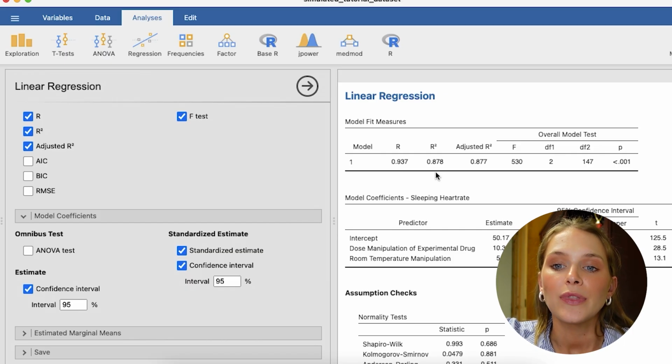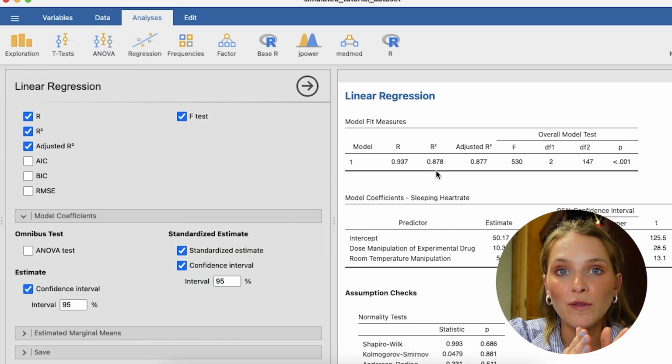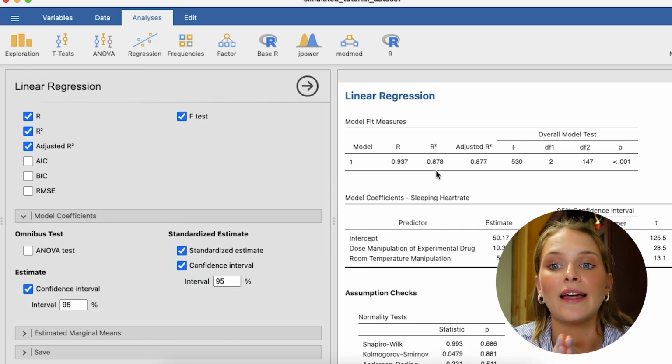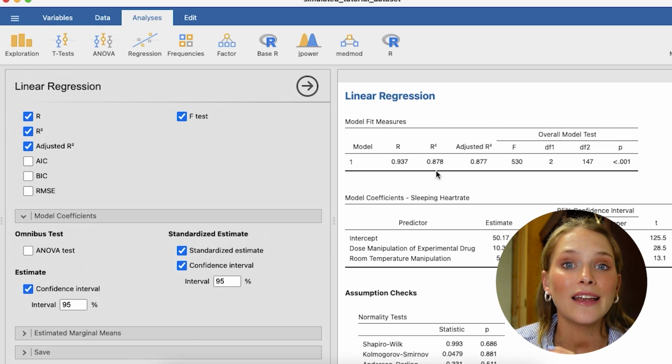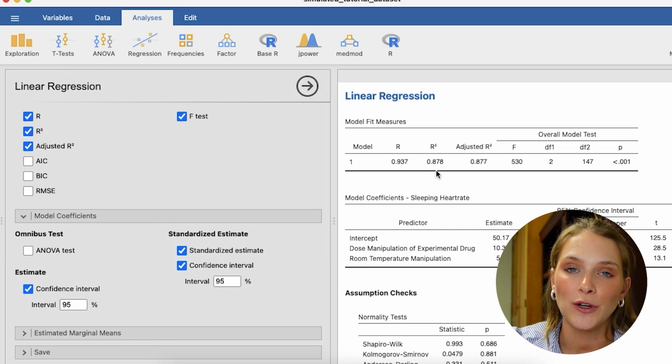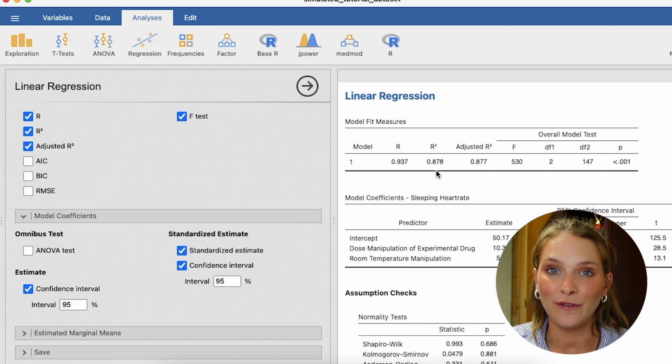So you'll see our value of R-squared is 0.878, and our adjusted R-squared value is just a little bit lower, it's 0.877. And the way that we would interpret that is that we would move the decimal point over 2 places and say that 87.7% of the variance in sleeping heart rate of the athletes can be explained by a combination of the room temperature and the dosage of the experimental drug. So that's that first model fit measure.